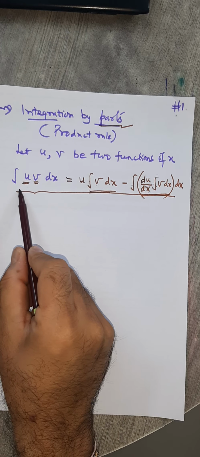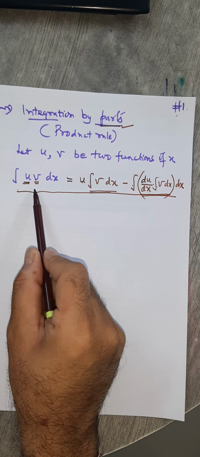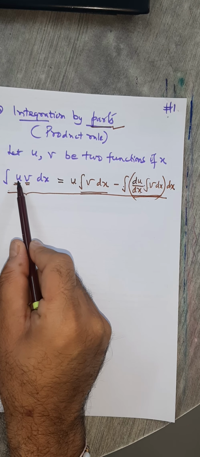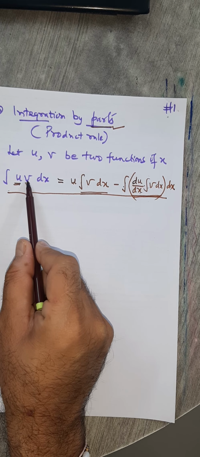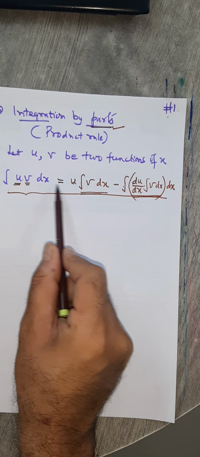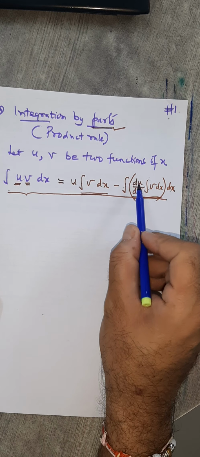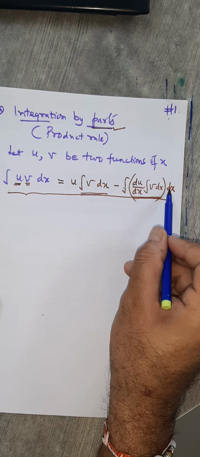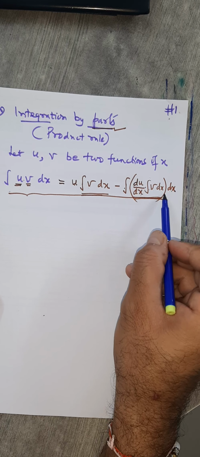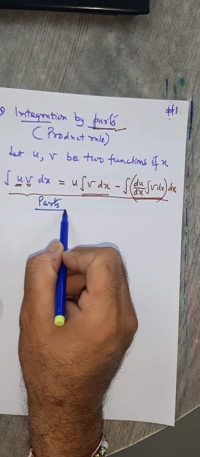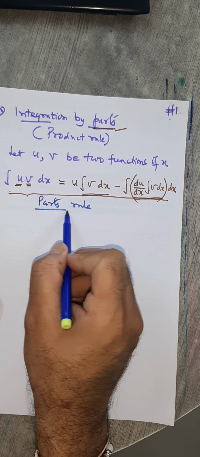So this is a type of product rule, or you can call it integration by parts, remember. I repeat one more time: integral of u into v, this is a product of two functions, u outside, integral of v, minus inside the integral du by dx into the integral of v, then the whole dx, remember. This is called the parts rule, integration by parts. Integration by parts rule, remember.